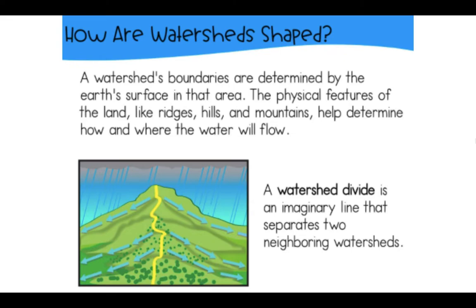A watershed's boundaries are determined by the Earth's surface in that area. The physical features of the land, like ridges, hills, and mountains, help determine how and where the water will flow. It's like building a hill and then dumping a bucket of water on top of it and seeing that the water is going to run down the side of the hill. A watershed divide is an imaginary line that separates two neighboring watersheds.